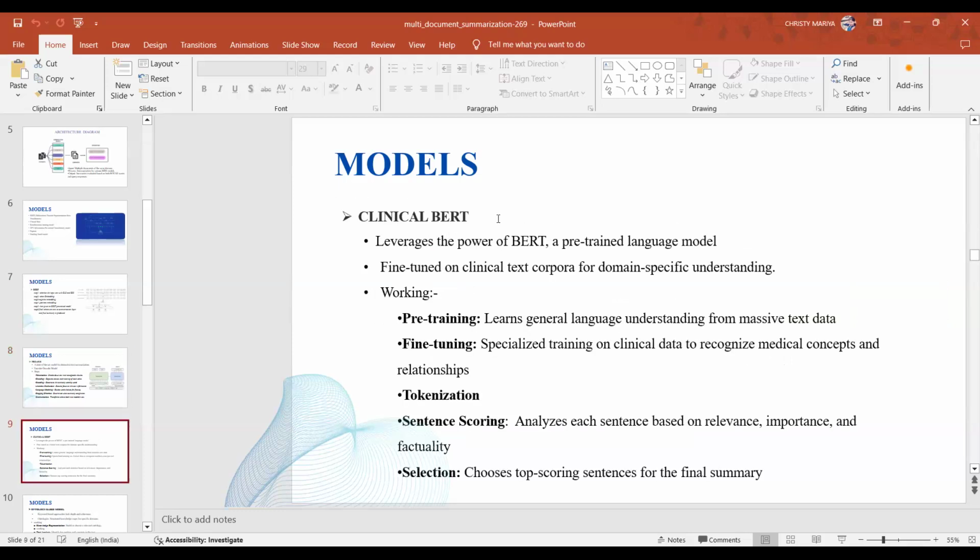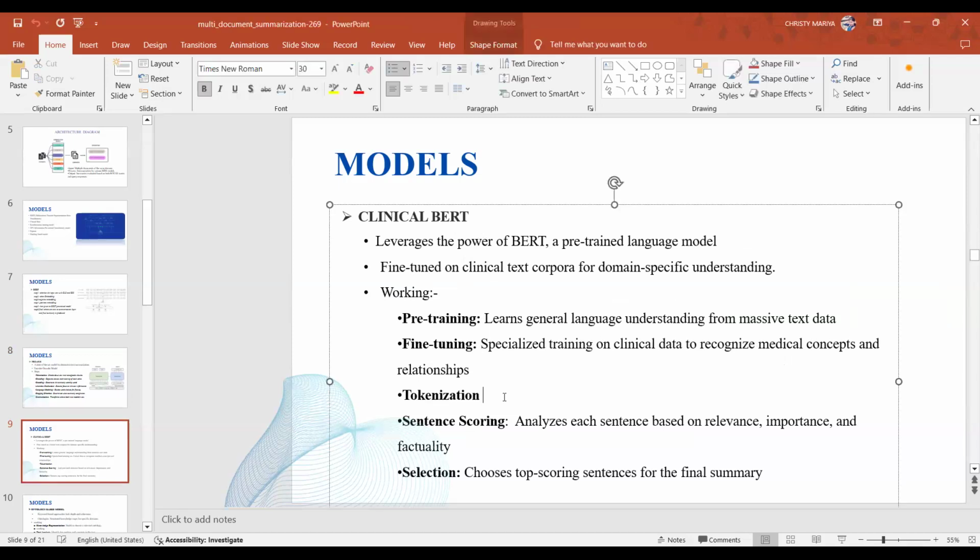Then it's the Clinical BERT model. It's a pre-trained model. It contains fine-tuned clinical text data, which helps in pre-training and in summarization of clinical documents. In the same way, it undergoes pre-training, and fine-tuning will be done. Then it undergoes a tokenization process. Then it undergoes sentence scoring, which means each sentence will be given a score. Based on the scores, it will select the summary. Based on the score ranking, it will produce a summary.